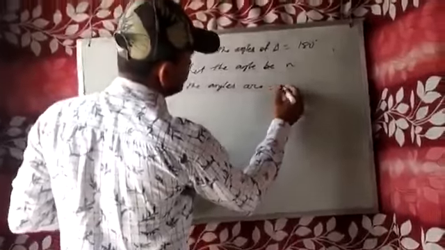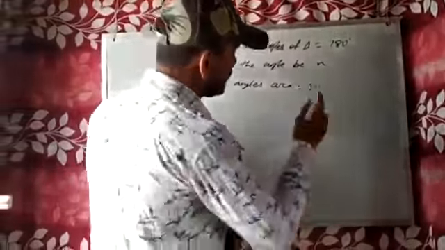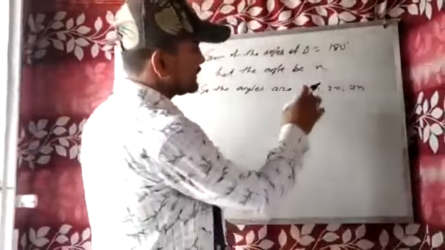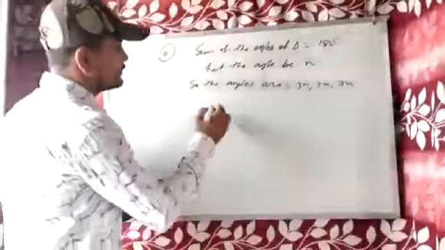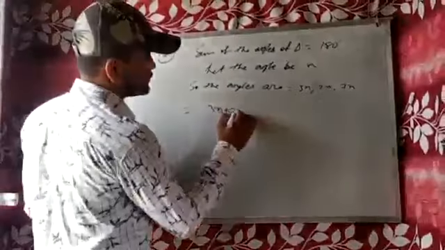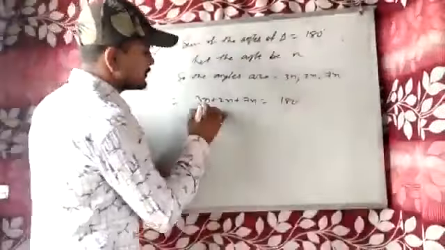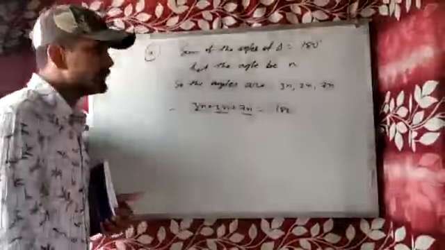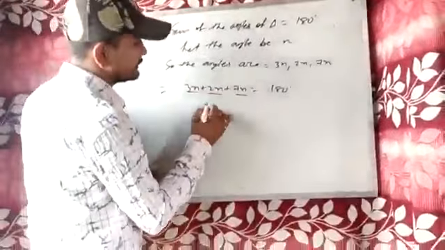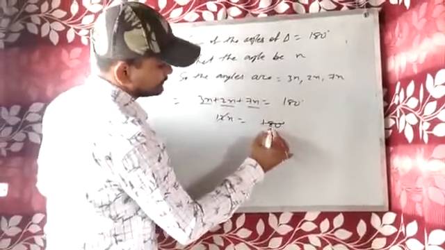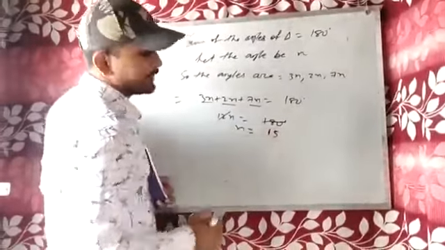so the angles are 3x, 2x, 7x. This one is the ratio, but in form of ratio. This is the angle, but in form of ratio. Now we can write 3x plus 2x plus 7x is equal to 180 degree, because the sum of three angles of triangle is equal to 180 degree. In total 3 plus 2 plus 7, 12x is equal to 180 degree. We can cut it. The value of x is equal to 15.